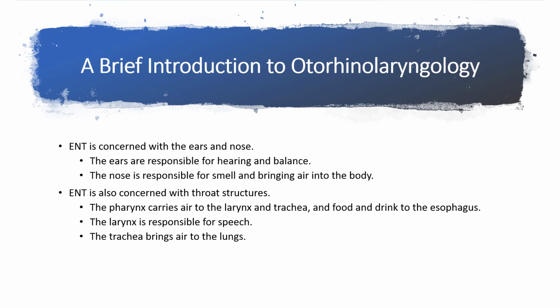ENT is concerned with the ears and nose. The ears are responsible for hearing and balance, and the nose is responsible for smell and bringing air into the body. The ENT is also concerned with throat structures. The pharynx carries air to the larynx and the trachea, and food and drink to the esophagus. The larynx is responsible for speech, and then the trachea brings air to the lungs.